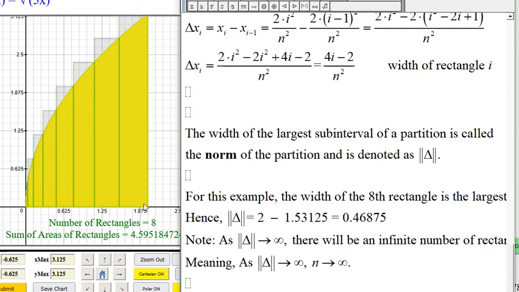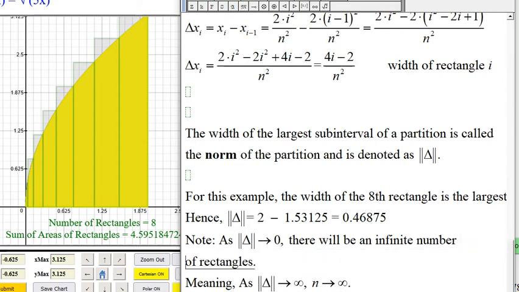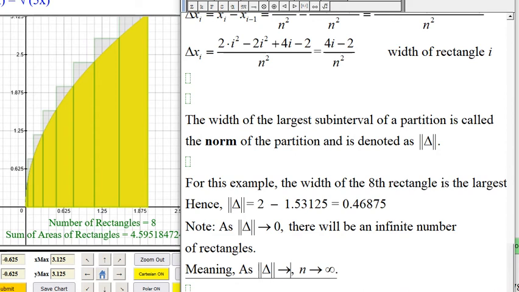And then notice that if we allow the norm, or the largest width, to approach 0, then there will be an infinite number of rectangles. And so this is the norm right here, and if we allow it to get smaller and smaller, then the only way that can be done is if we fill this with an infinite number of rectangles. Meaning as the norm approaches 0, then n, the number of rectangles or subintervals, must approach infinity.